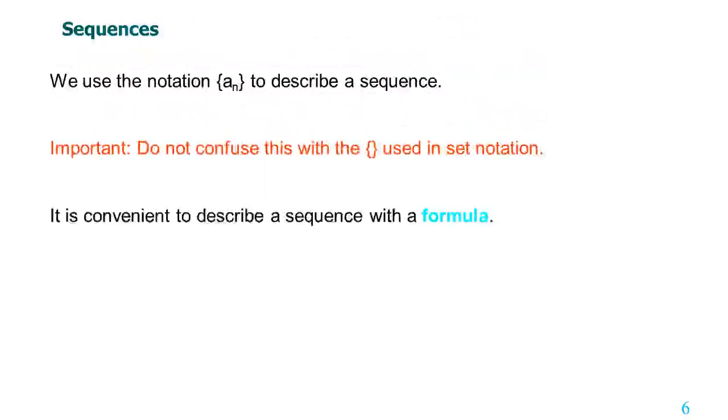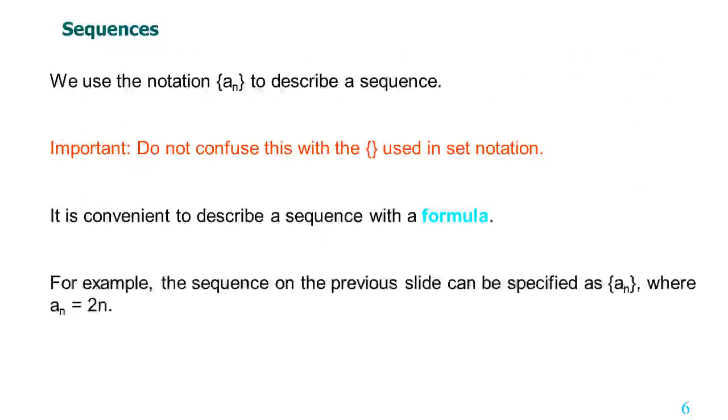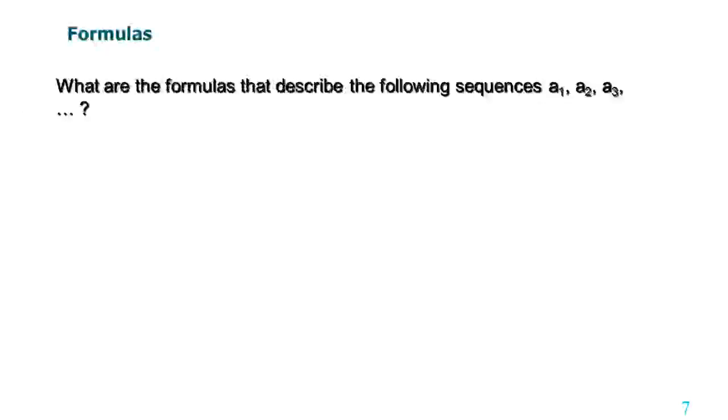It is convenient to describe a sequence with a formula. For example, if we denote the even numbers, then its formula is a_n equals 2n. What formulas describe the following sequence a1, a2, a3? For example, 1, 3, 5, 7, 9. It is a_n equals 2n minus 1. This is a very simple algebraic expression.